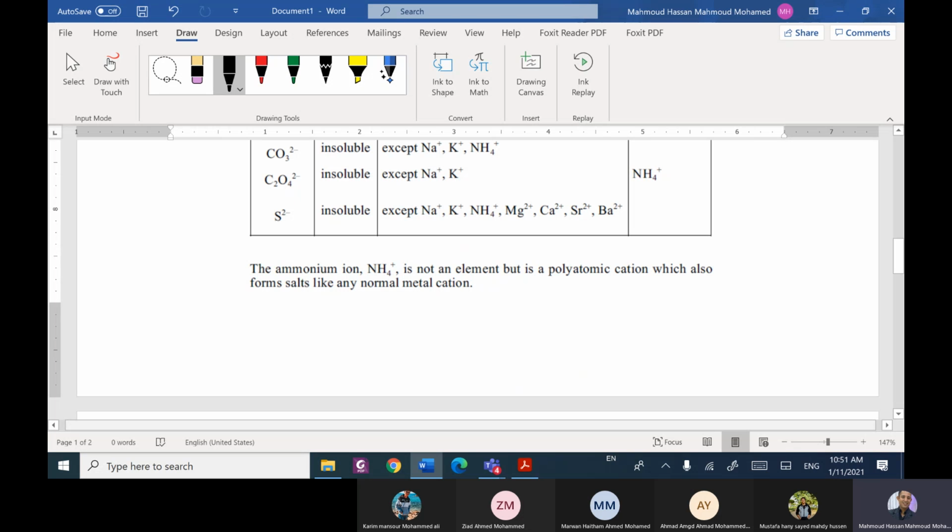One note: the ammonium ion NH4 is not an element, but it is a polyatomic cation, which also forms salts like the normal metal cations. And the ammonium salts, most of them are soluble in the water. Okay. Return back to the first property.